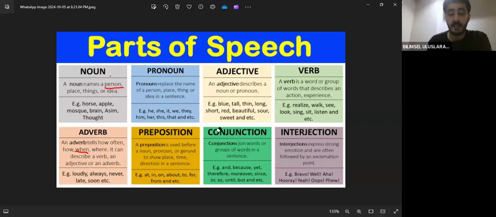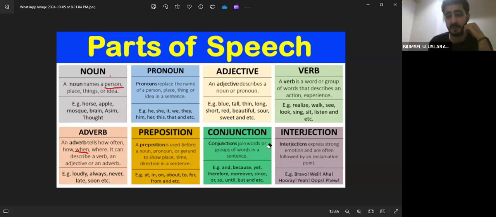Conjunction. Conjunction is words that join words together to make a sentence. All right? It joins words together. Like and, because, yet, therefore, moreover. All right? Or, so, until, but. Okay? These are called in English conjunctions. These are very important to tell the difference between them and the preposition, because in writing and in grammar, you need to know when to use them and why. All right?